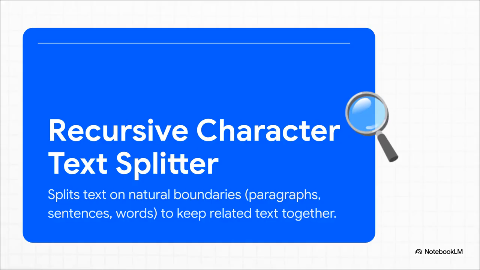Now, you can't just take a butcher's knife to your text. You need a scalpel, and that's where the Recursive Character Text Splitter comes in. It's incredibly smart. It actively looks for natural breaks in the text, like paragraphs first, then sentences, then words. This makes sure you're not cutting a sentence in half and losing all the meaning, which is absolutely crucial for the AI to understand the context.